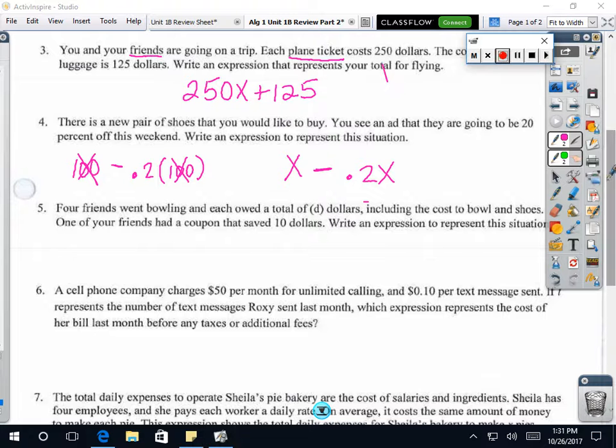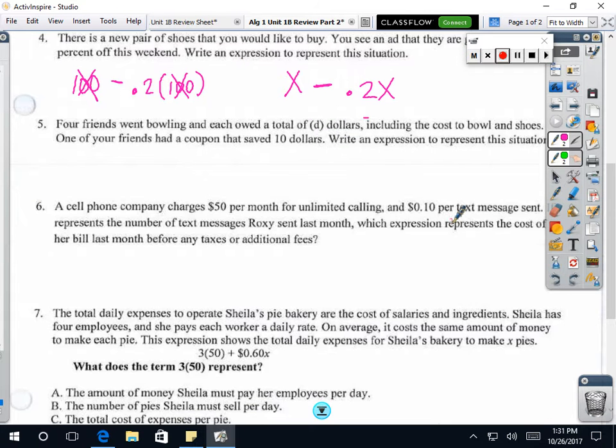Okay, number 5. 4 friends went bowling, and each of them owed a total of $D, and that amount included the cost to bowl and their shoes. One of your friends had a coupon that saved $10. Write an expression to represent this situation. Right, 4D, because that's 4 friends paying $D each. We don't know, but subtract off 10 off the total because of the coupon.